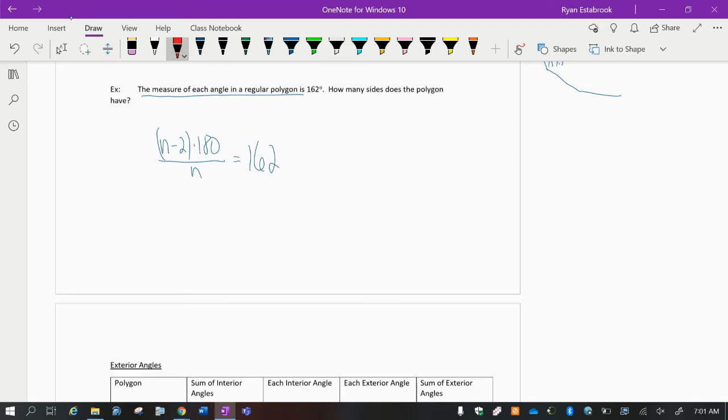So doing some algebra, I don't want n in the denominator, so we're going to multiply both sides by n. Distribute over on the left, so 180n minus 360 is equal to 162n. How about we subtract 162n from both sides, add 360 to both sides, and now divide both sides by 18, and we get n equals 20. If you have a 20-sided regular polygon, each of the interior angles would be 162 degrees. So consider 20 sides.